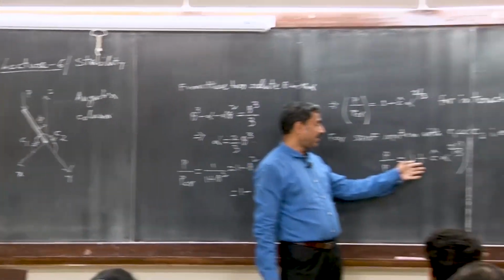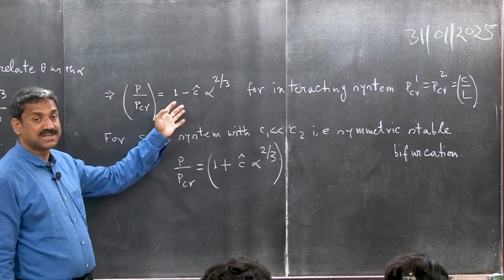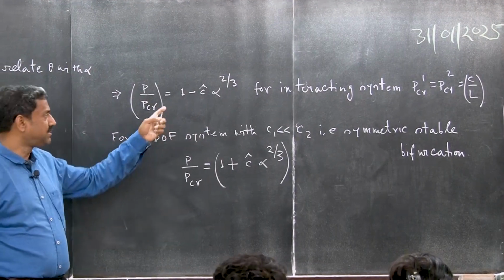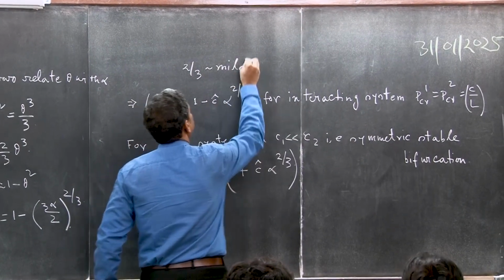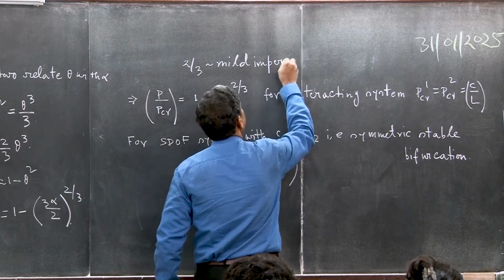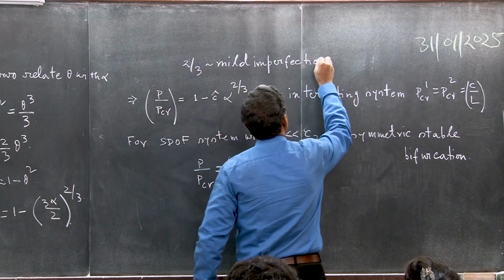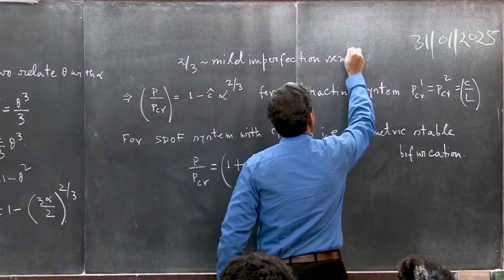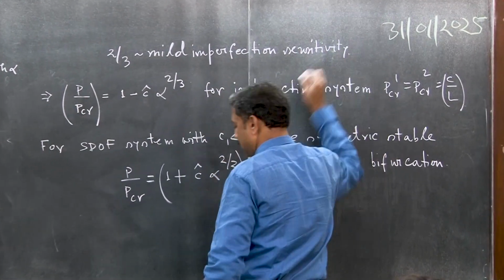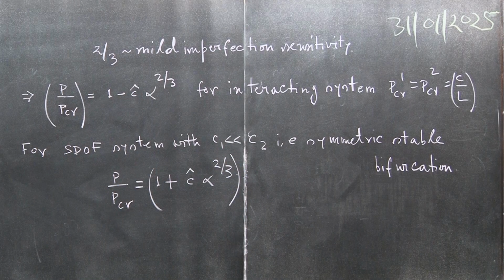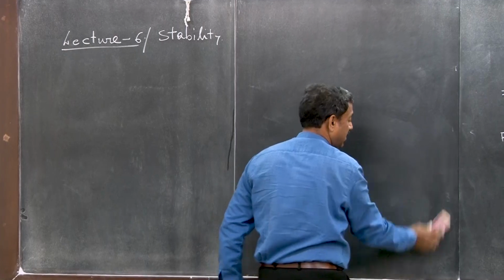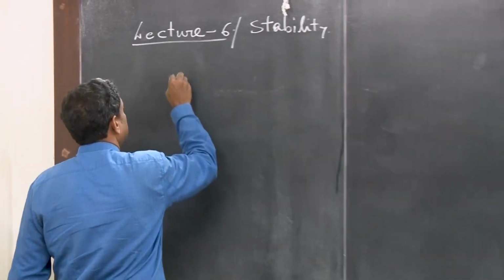So, an apparently imperfection insensitive system becomes imperfection sensitive, but its sensitivity is 2/3 power. 2/3 means what? Mild imperfection sensitivity, right? So this is the takeaway from the modal interaction. Please write it down: modal interactions may trigger imperfection sensitivity in a system.